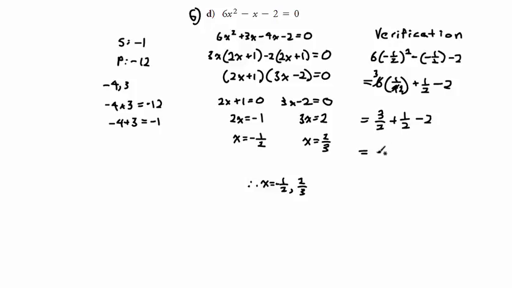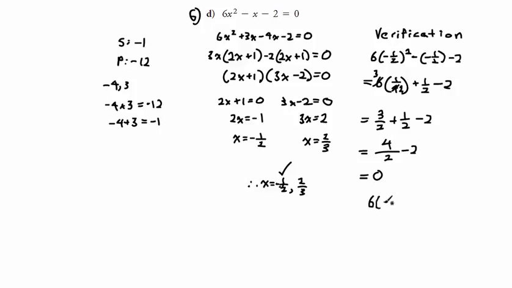Here, we have a common denominator, so we can add them directly, and 3 plus 1 is 4, and subtract 2. And 4 over 2 is 2, and 2 minus 2 is obviously 0. So we just verified that this is a solution. Now we have to do the same for the 2 over 3.